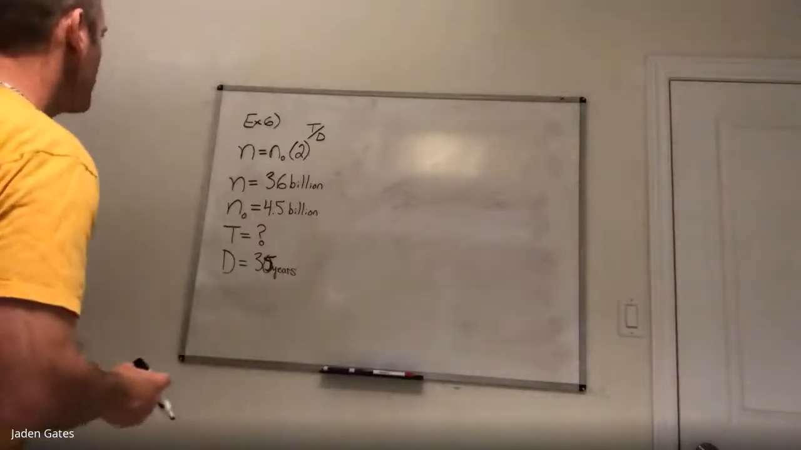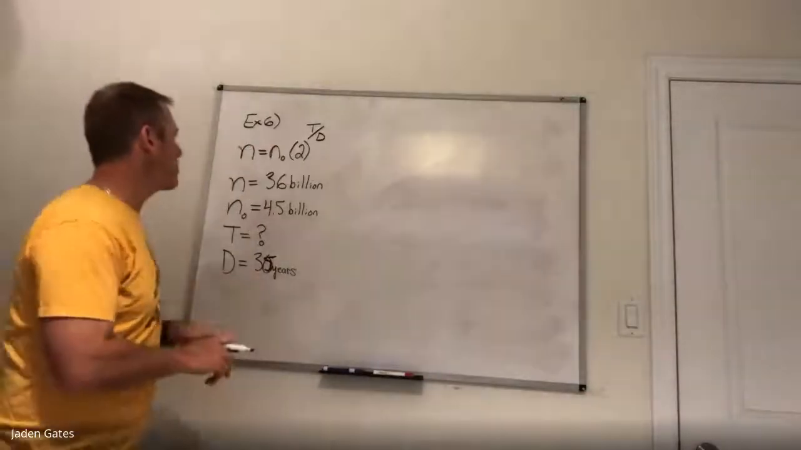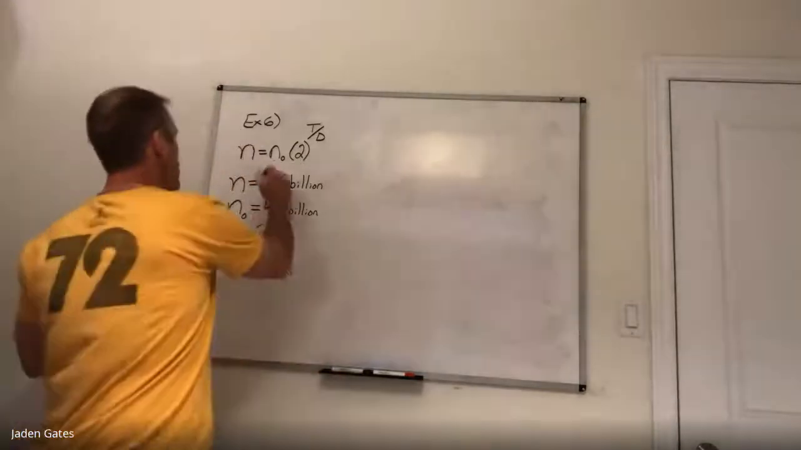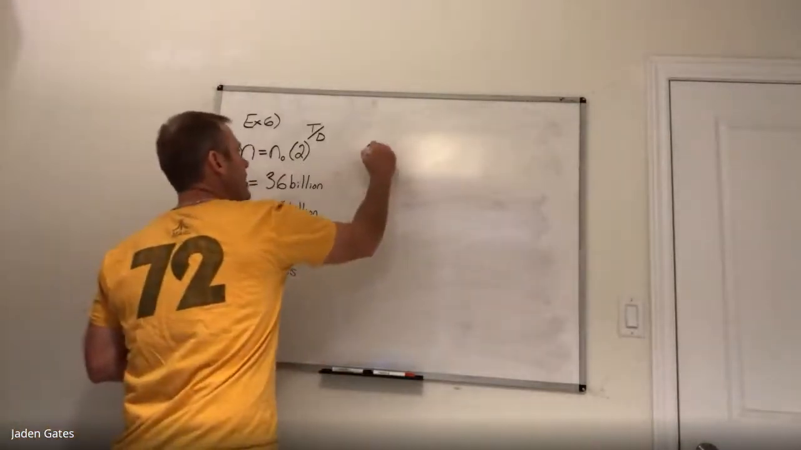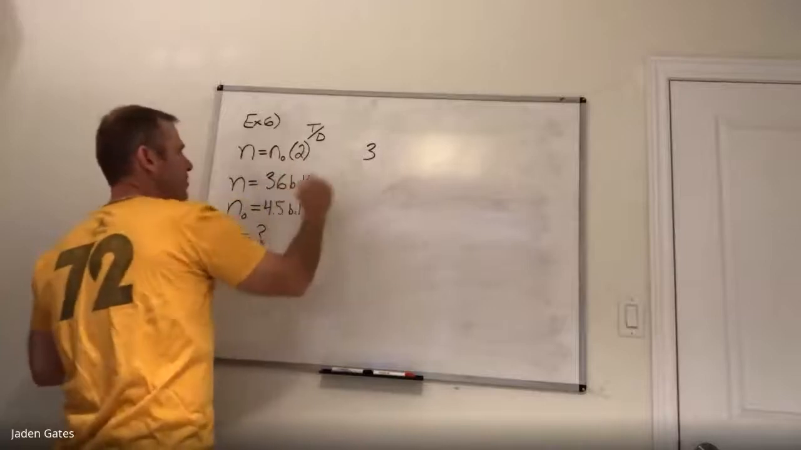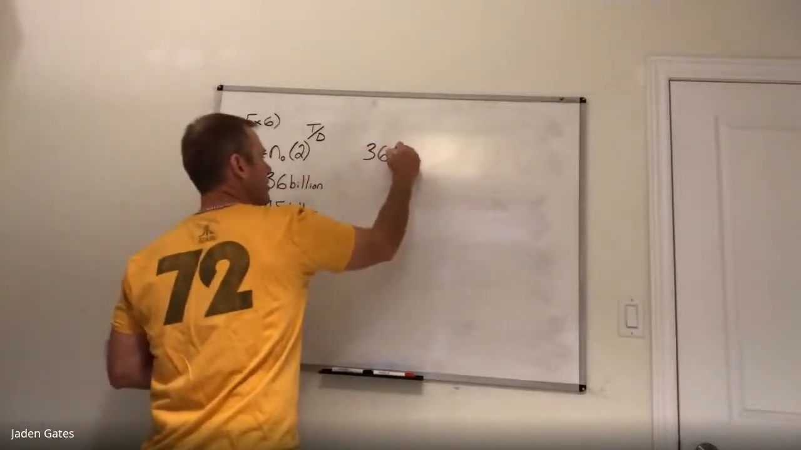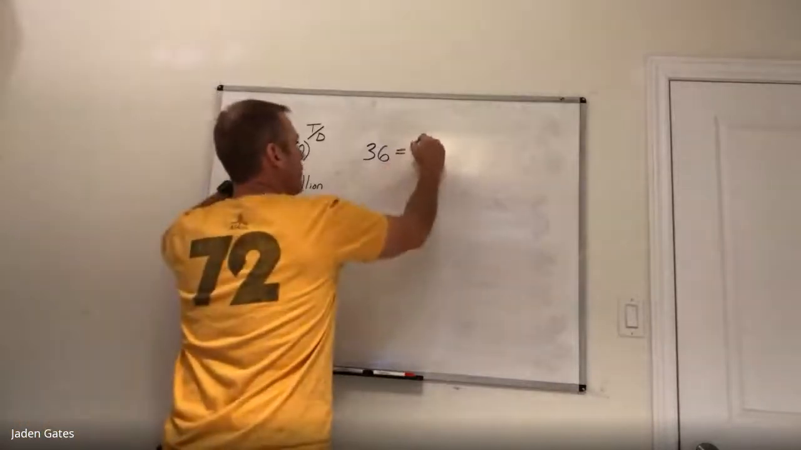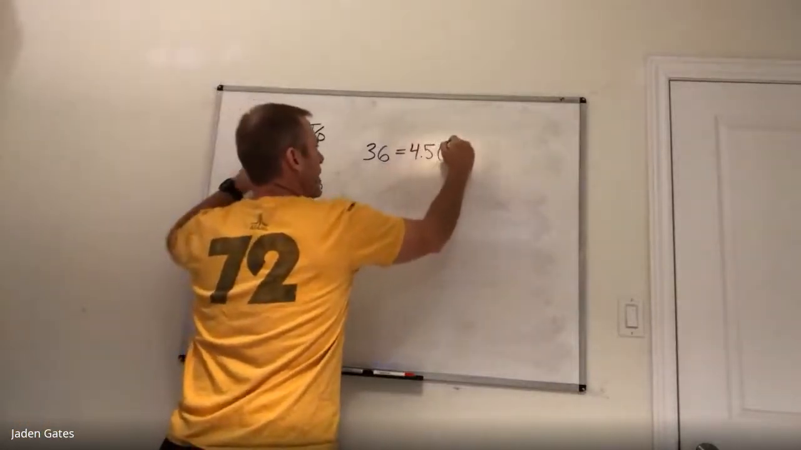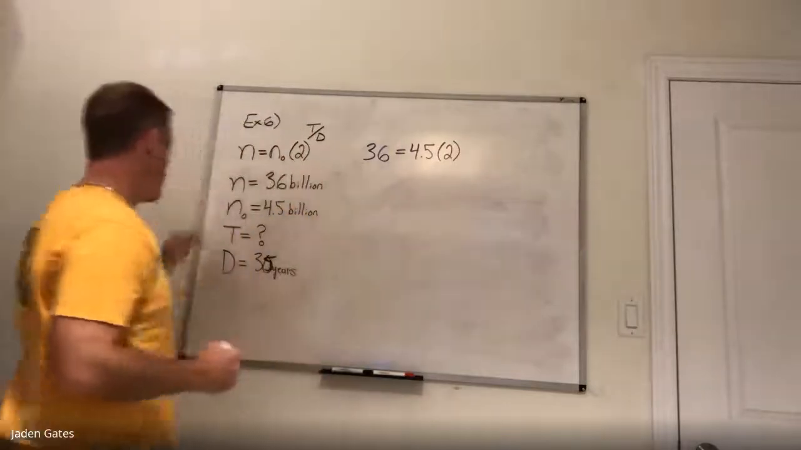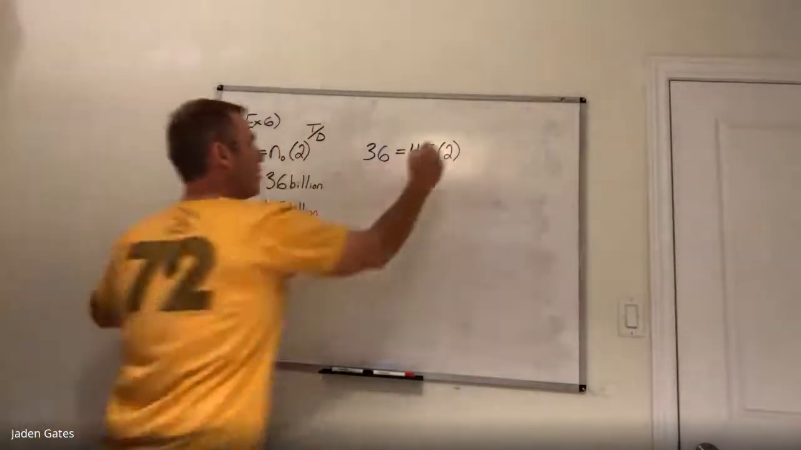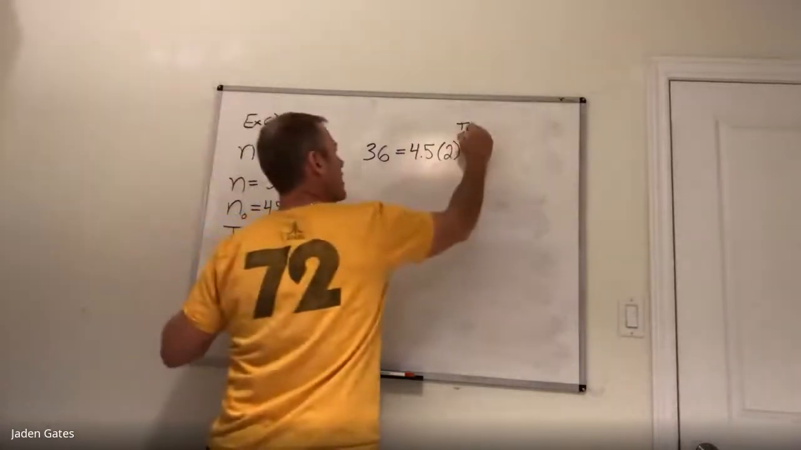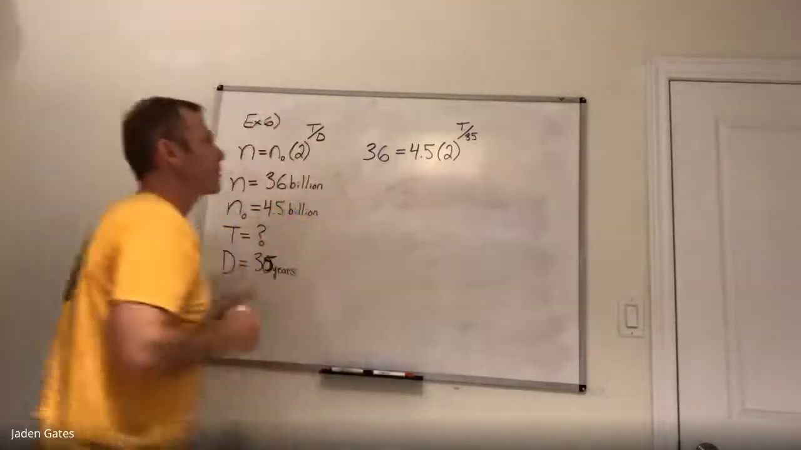All right, so again, I'm going to substitute into my doubling times formula. I have 36 billion, and since N and N naught are in the same units, I'm just going to write 36 for billion. My N naught is 4.5. I have my base here of 2. And t, we want to know how long it's going to take. And d is our doubling time, 35 years.